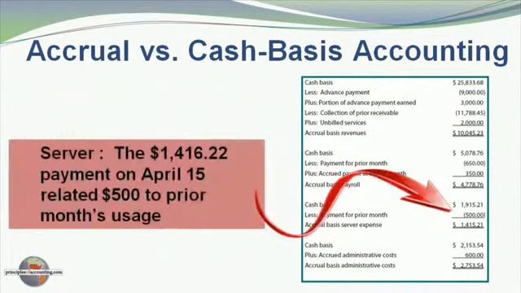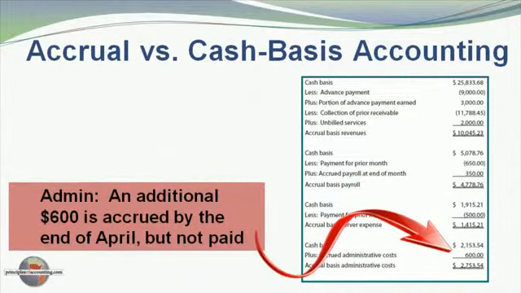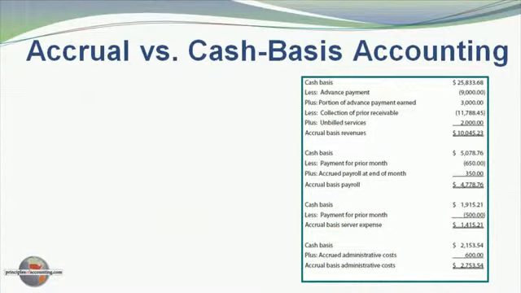The server cost of $1,416, that was the payment on April 15th, but $500 related to a prior month. So I'm subtracting $500 from the total cost for the month to get the accrual basis server expense. And finally, the administrative cost, I'm adding $600 for the cost incurred that has not yet been paid. And so it would go in converting from a cash basis to an accrual basis.